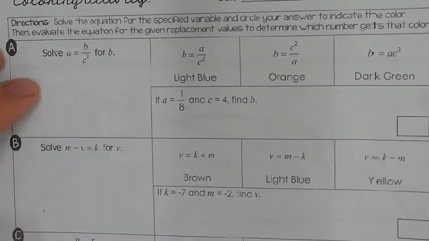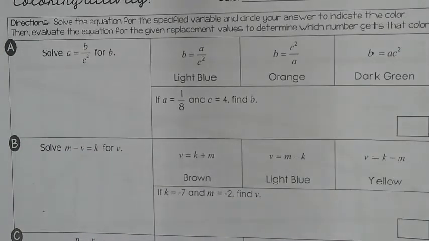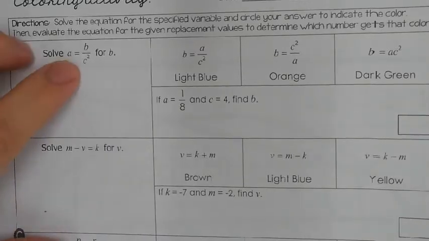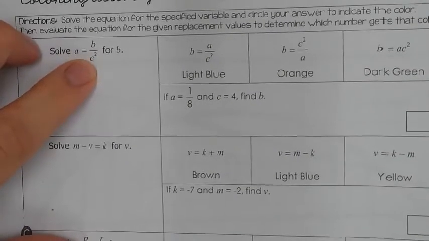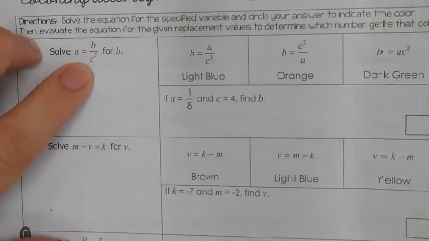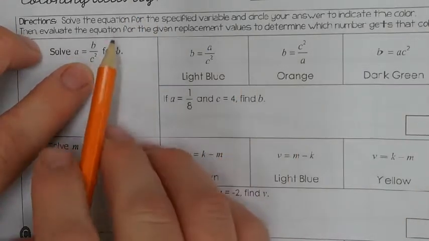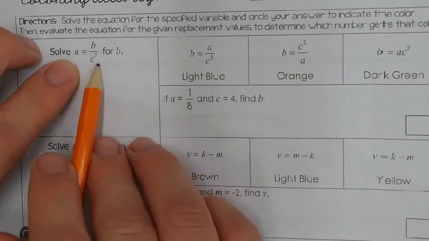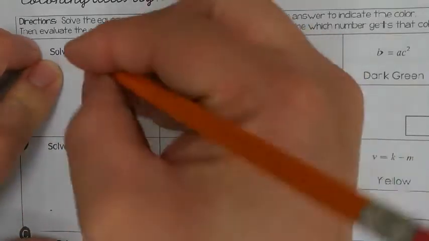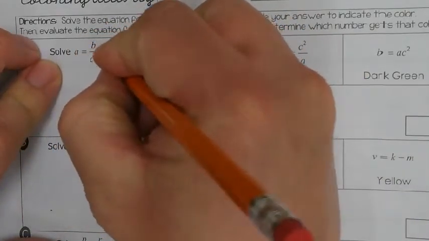Alright, so solve A equals B over C squared for B. So we're trying to get B by itself. Anybody got a hint of what we've got to get rid of? What do you think? Yeah, it's divided by C squared. We want to get B by itself, so what do we need to get rid of? Oh, we could multiply by C squared. Yeah, we're going to multiply by C squared.